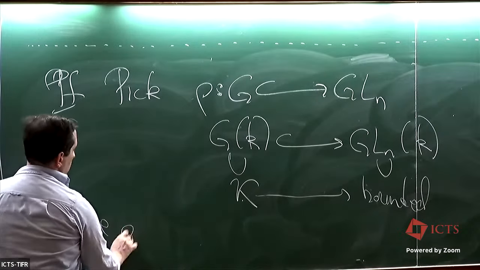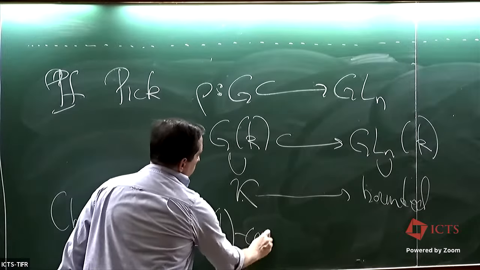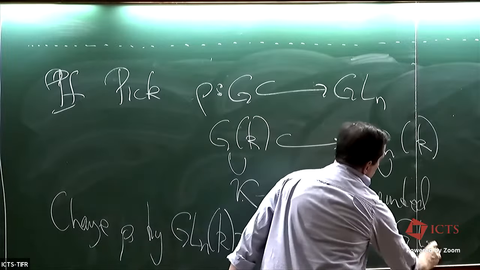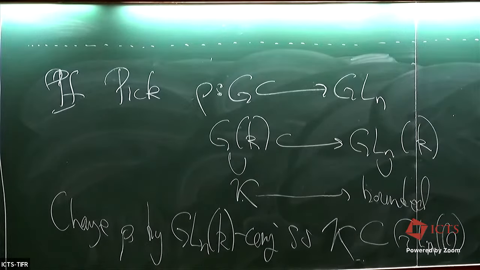So change rho by a GLN K conjugation so that K lands inside GLN of O. Okay, so then what? Well, now something very interesting happens. You see, what happens if we take G of K and we intersect it with GLN of O?